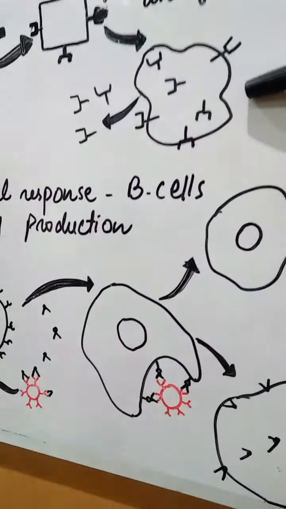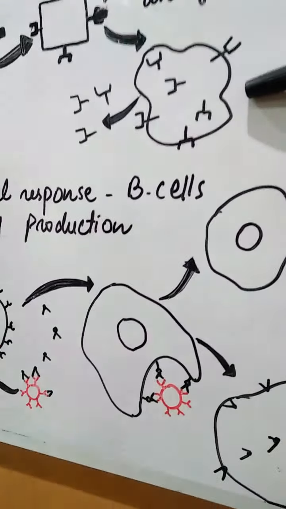As you can see, these antibodies have a structure of 4 polypeptide chains. There are 4 polypeptide chains, 2 lighter chains, this one, and 2 heavier chains. These are the heavy chains.